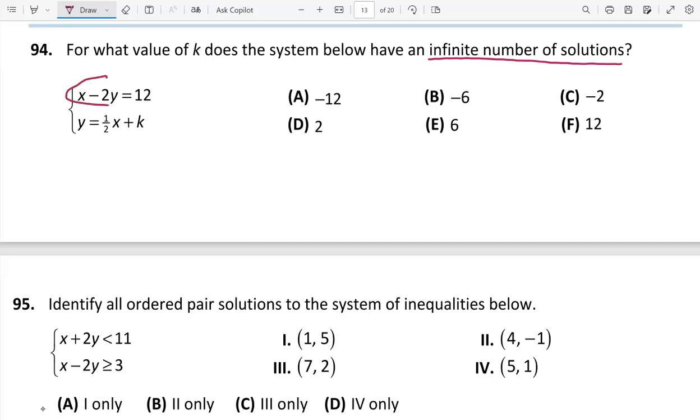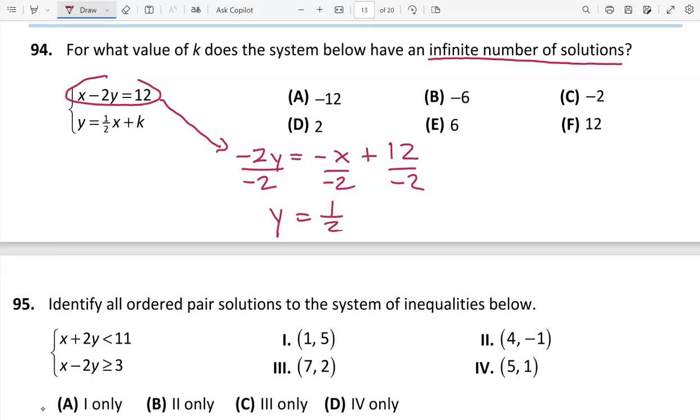So let's take this first equation here and put it in y equals mx plus b form. So subtracting x from both sides and then dividing by -2, we get y is equal to +1/2 x minus 6. So if the second line is the same line, then k must be -6. So choice B is the correct answer.